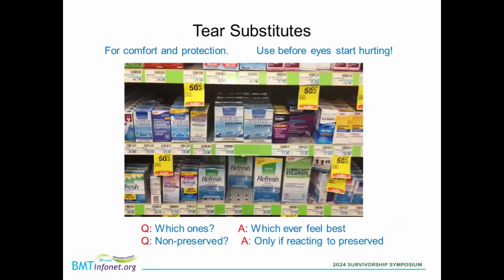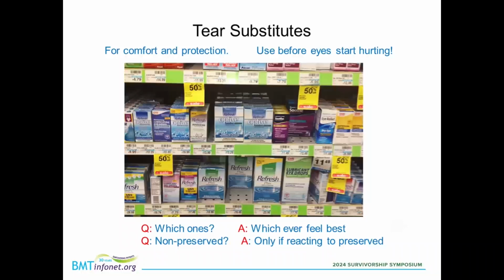And because of that, you have to understand that the key to using tear substitutes is to use them before the eyes start to get irritated. If somebody has dry eyes and they are fine when they wake up in the morning, they get worse as the day goes on, the trick is to get them in before they get worse. Some people are so severe that it's bad first thing in the morning. That's fine. You want to be ahead as much as possible, though, with your use of tear substitutes.